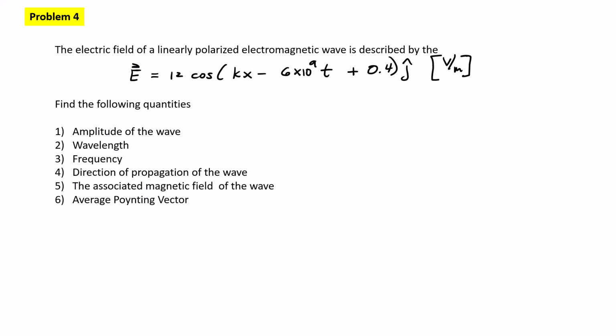All right, here we have the electric field of a linearly polarized electromagnetic wave described by this expression. We have different quantities that we want to calculate over here. So let's see how we can do this. How would you define the amplitude of the wave? The amplitude of this wave is something I typically call E0 or E max. In this case, it's simply the number in front of the sine or the cosine, which is 12 volts per meter. That is the amplitude of the wave.